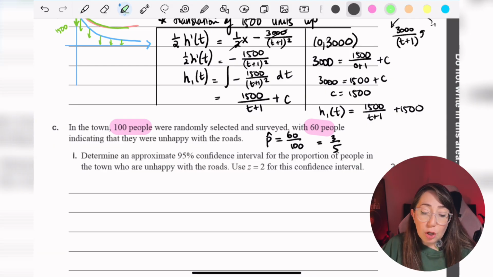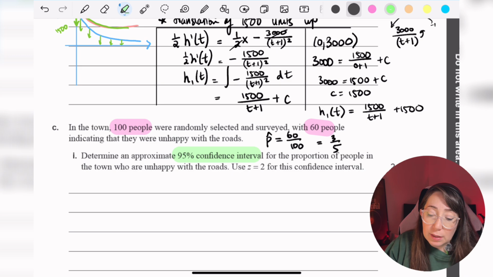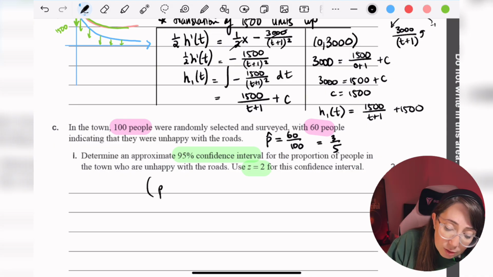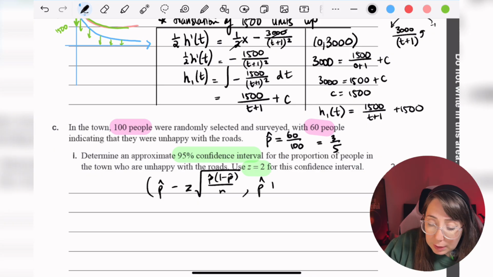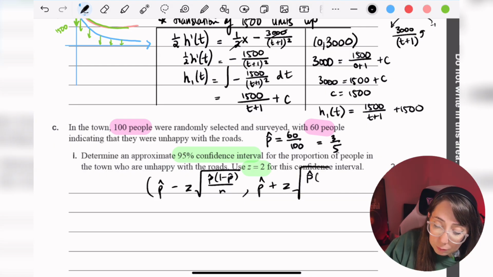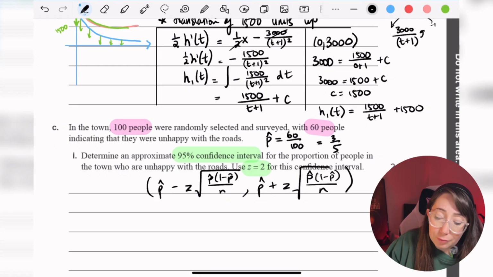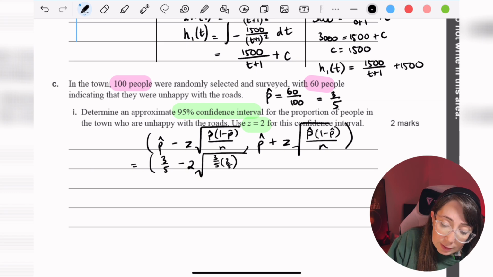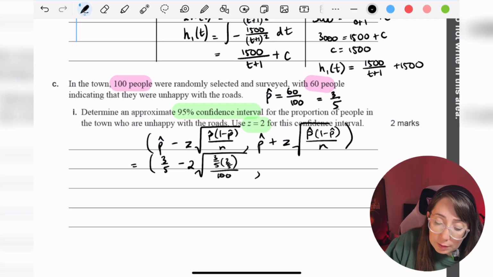The question says, determine an approximate 95% confidence interval for the proportion of people in a town who are unhappy with the roads. Use z equals 2 for this confidence interval. This is just your basic confidence interval formula. So that'll be p hat minus z times the square root of p hat (1 minus p hat) on n, and then p hat plus z times the square root of p hat (1 minus p hat) on n. Now it's just a basic substitution and working with a bunch of fractions. So I will do that. p hat is 3/5, z, as they told us, is 2, and n is going to be 100. That's 100 people in the town.